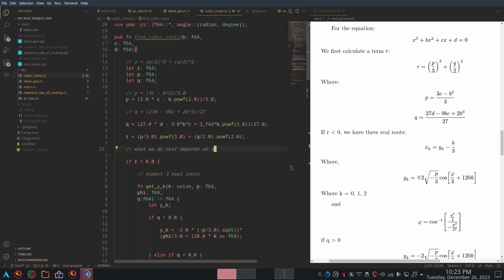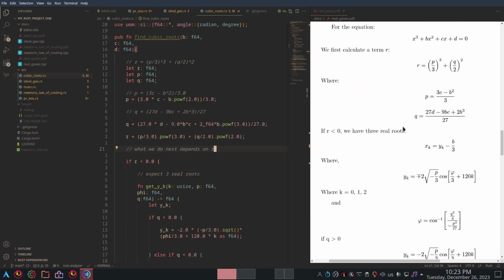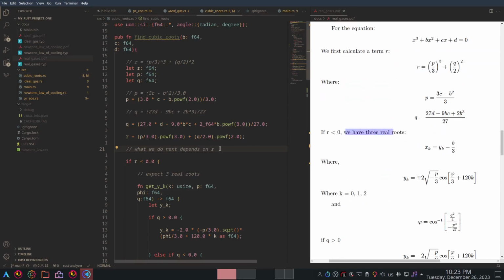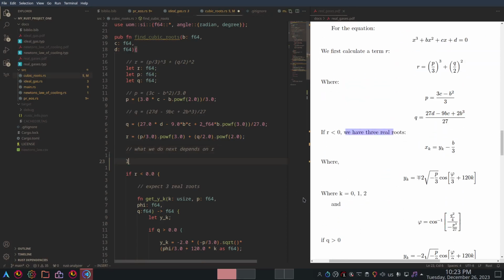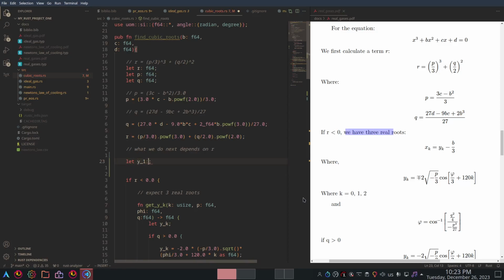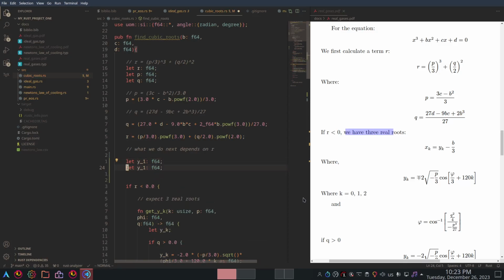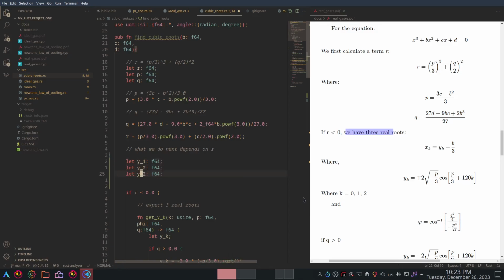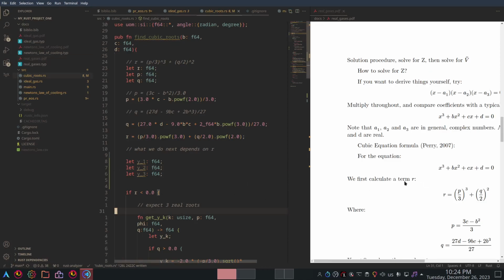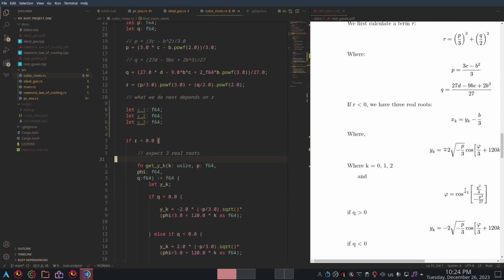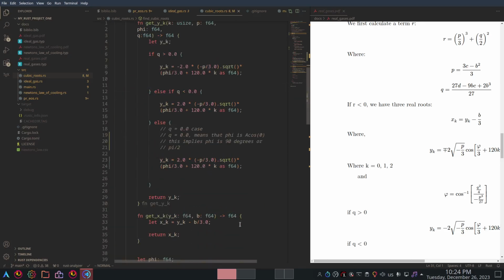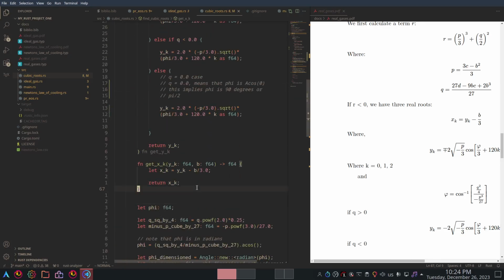So let's do y1, y2, and y3, because that's what we want to find out. Okay, so r less than 0, we have 3 real roots. So let me just bind the values. Let y1, what should it be? Is a f64 value, right? Okay, y1, y2, and y3. I'll have 3 float 64 values. So y1, y2, and y3, in the case where r less than 0, will be all the formulas we've been trying to work out just now.